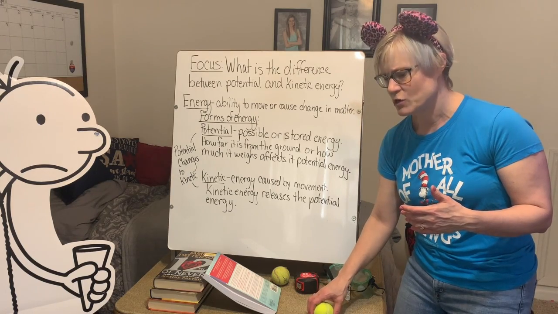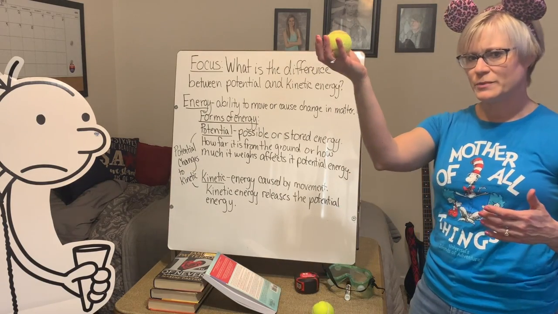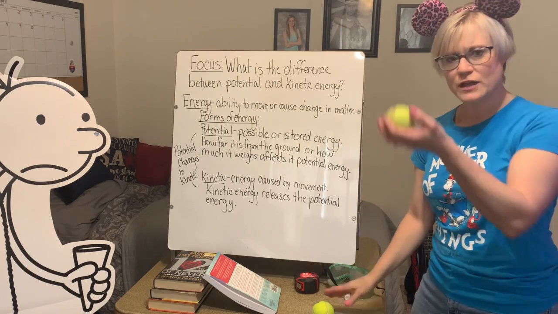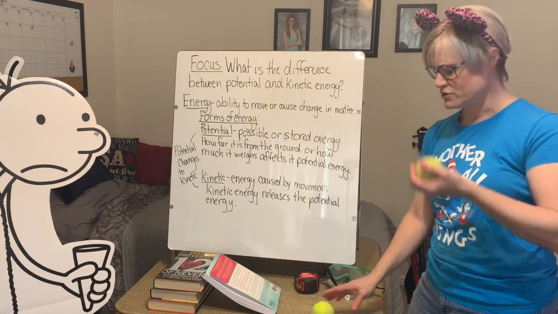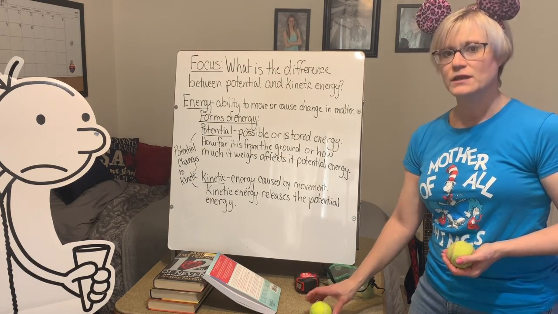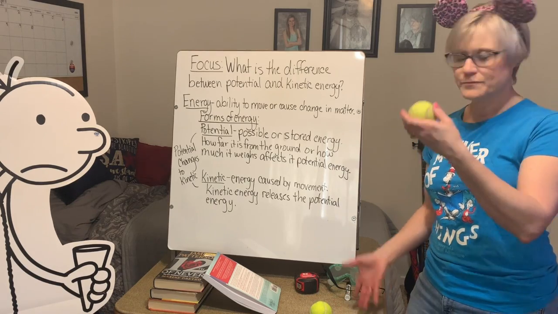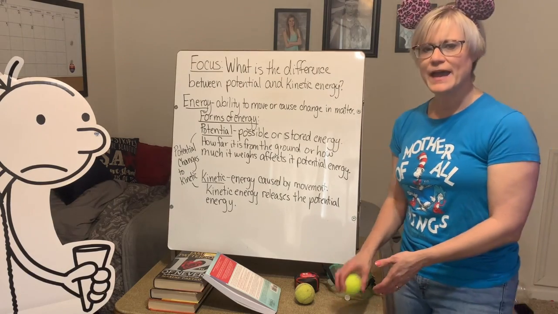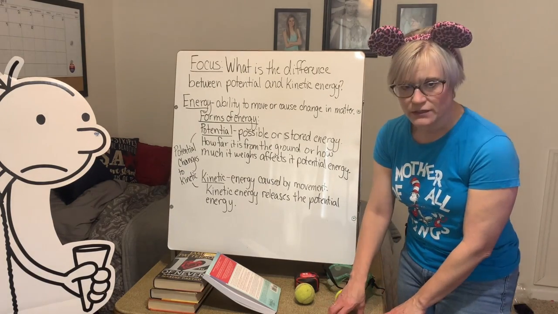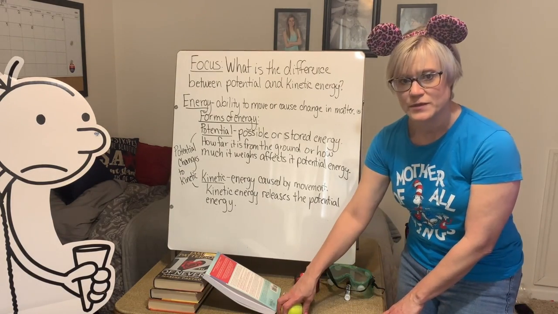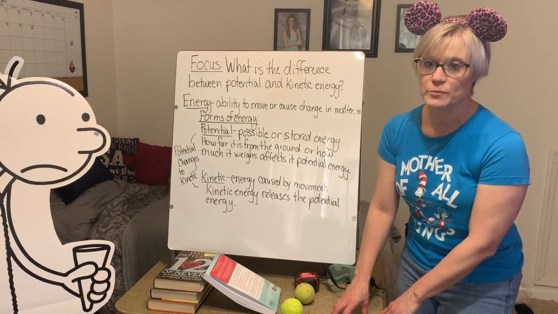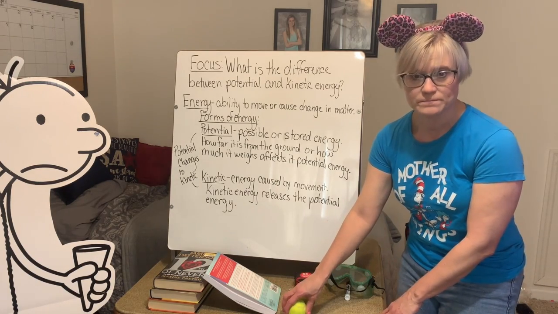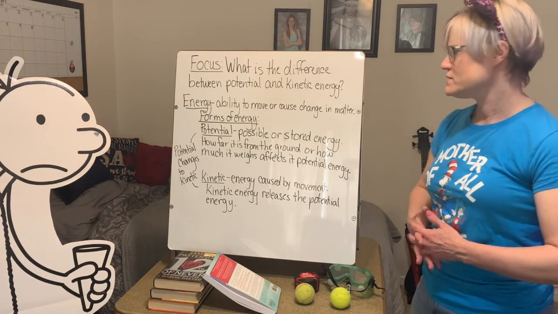So we've got a ball here on the table. We've got a ball up here in the air. The ball up in the air has more potential energy than the ball on the table because it's farther away from the ground. Then we also have how much it weighs. So if I had a bowling ball sitting here beside the tennis ball, the bowling ball is going to have more potential energy than the tennis ball. Okay, so that's the difference.